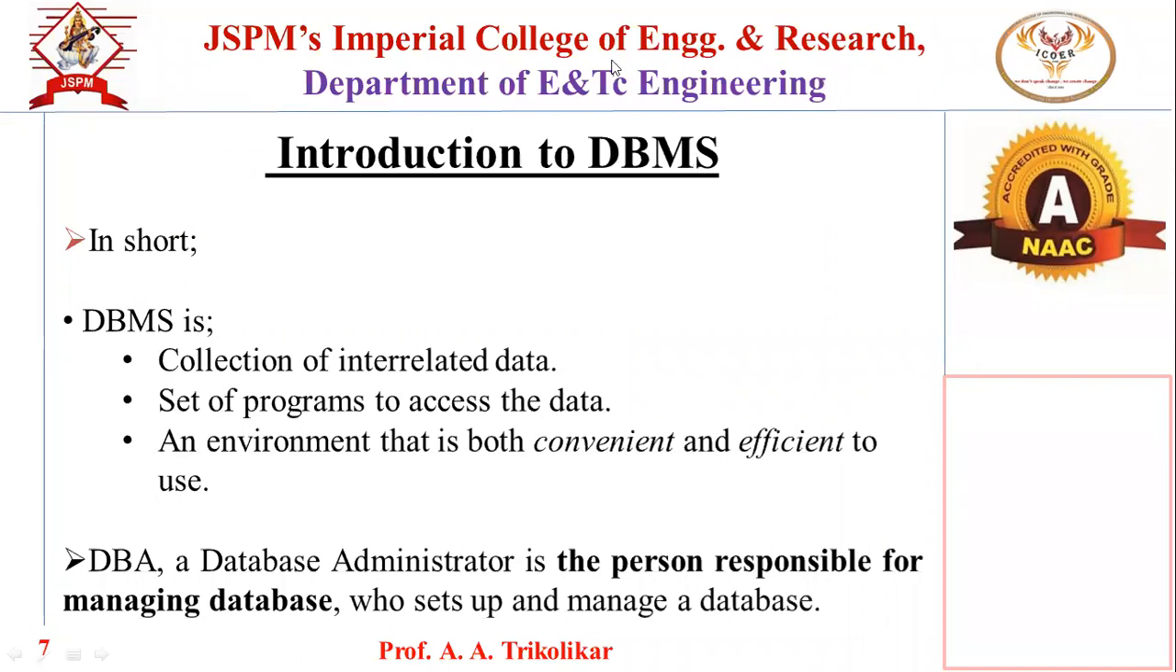For example, suppose I have a bank account in a particular bank, and I can access data related to my account only, meaning the account number, the balance and so on. I cannot access the account numbers or the information related to other bank account holders. So this is called the data abstraction process, which is an important feature of a DBMS. And all the managing of the database management system is done by a particular person called the database administrator.